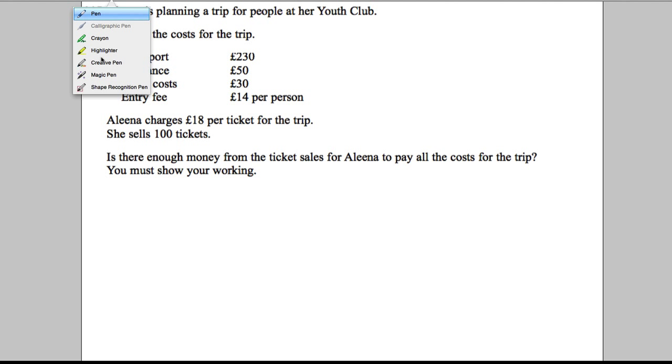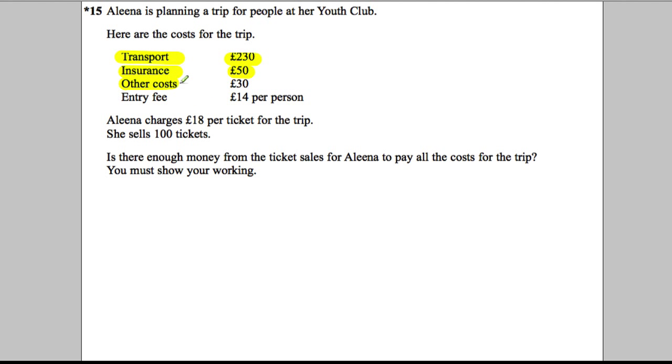Question 15, so I'm going to get the highlighter out. Alina is planning a trip for people at her youth club. Her costs are as follows. Her transport is £230. Her insurance is £50. Other costs are £30. Her entrance fee, now this is really important, £14 per person. It's not a one-off £14, it's £14 for each person.